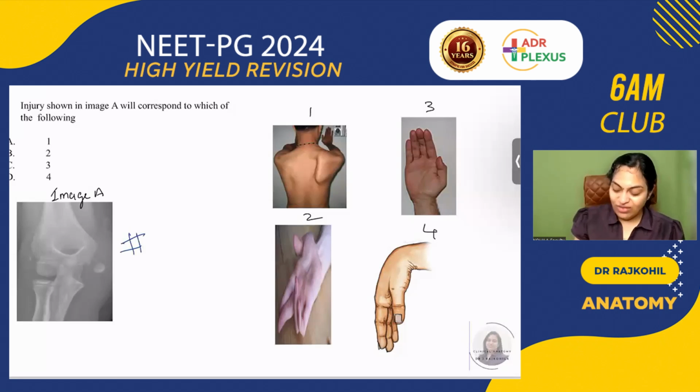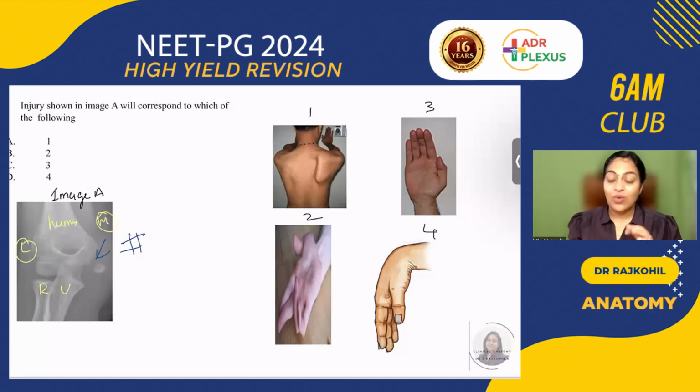Excellent. That's the fracture of the medial condyle of the femur. You can make out the ulna, you can make out the radius. This is the humerus. This is the lateral aspect, this is the medial aspect. Are you convinced? It is the fracture of the medial epicondyle.